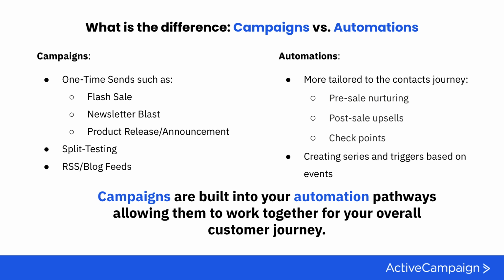Now, automations are more tailored to a journey that you're looking for the contact to take. I always encourage you to ask yourself: is this going to be a one-time send, or is there some path or journey that I'm looking for the contact to go on while they're receiving this campaign? If the answer is the latter, then you absolutely want to use automations.